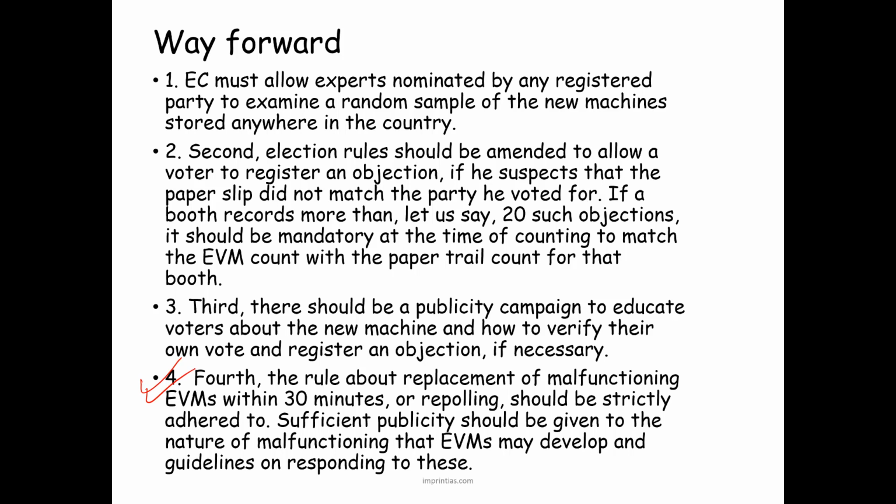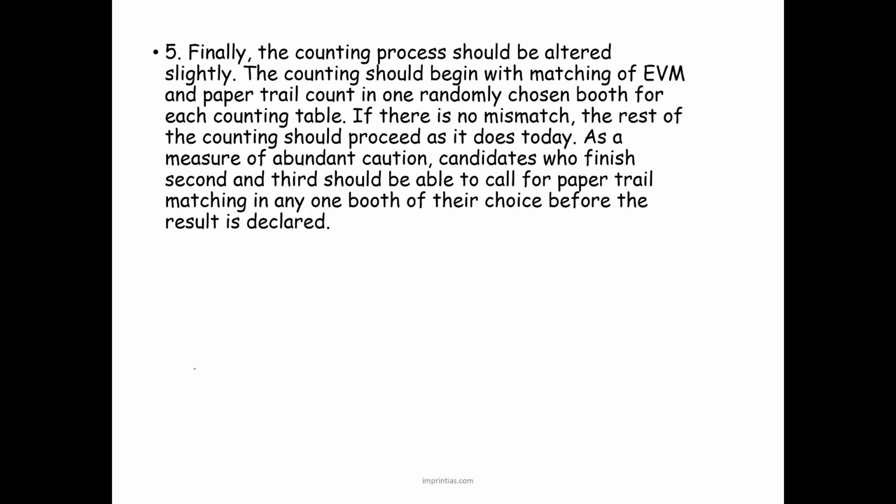Sufficient publicity should be given to the nature of malfunctionings so that the Election Commission may develop guidelines on these. Right, so these are the major things. And finally, the counting process should be altered slightly. The counting should begin with the matching of the EVM and the paper trail count in one randomly chosen booth for each counting table. If there is a mismatch, the rest of the counting should proceed as it does today. Right. So, as a measure of abundant caution, the candidates who finished second and third should be able to call for paper trail matching in any booth of their choice before the result is declared. So, this also should be done.